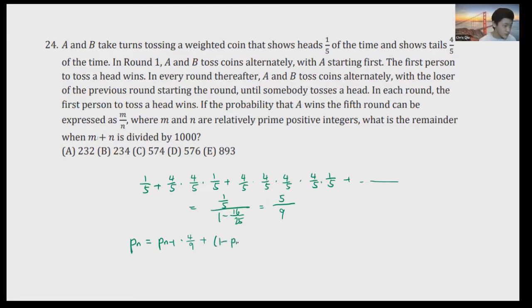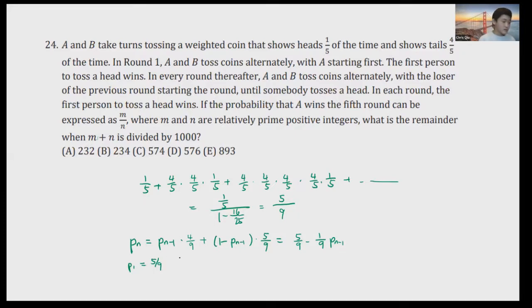Or he doesn't win the previous round with probability 1 minus Pn minus 1. And in this case, he goes first. So he has a 5/9 chance of winning. And we can rewrite this as 5/9 minus 1/9 Pn minus 1. And then we can notice that P of 1 is equal to 5/9 because he goes first in the first round.